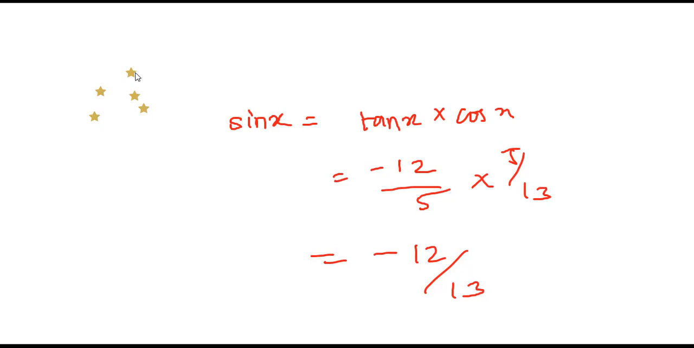Same concept, like how you are utilizing these identities here. When they're asking about cot, you use the appropriate identity which involves cot theta, like 1 plus cot square is equal to cosecant square. You have to use the appropriate identity at appropriate places. That's it.